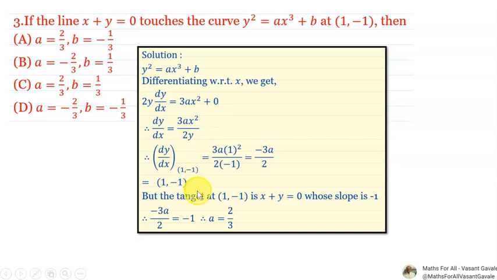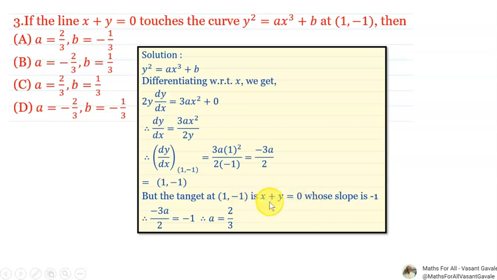At the point 1 and -1, x is replaced by 1 and y is replaced by -1. Then you will get here minus 3a upon 2. Okay, minus 3a upon 2. We have replaced here x as 1 and y as -1. But the tangent at 1 and -1 is x plus y is equal to 0.